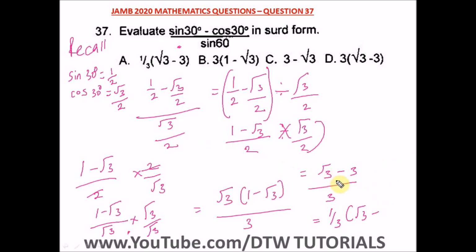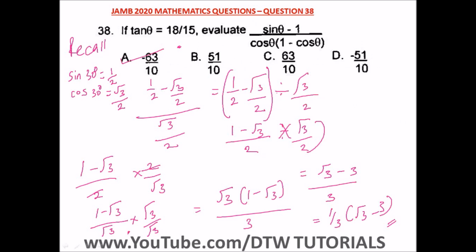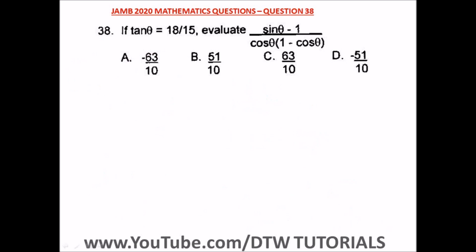So this minus 3. So this is our answer, which is A. So with that, we go to the next question. So this is an error.